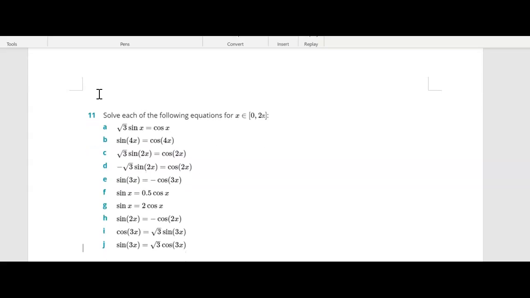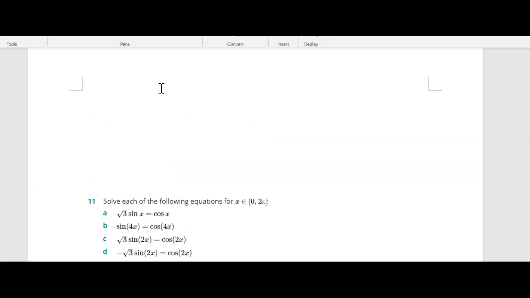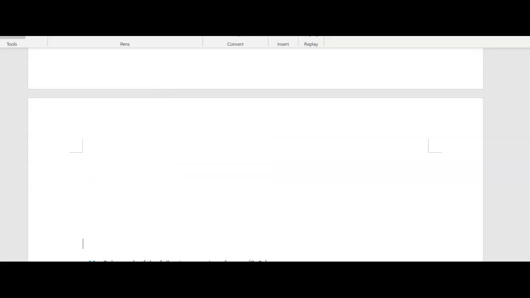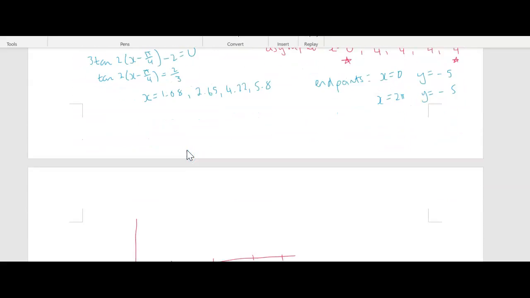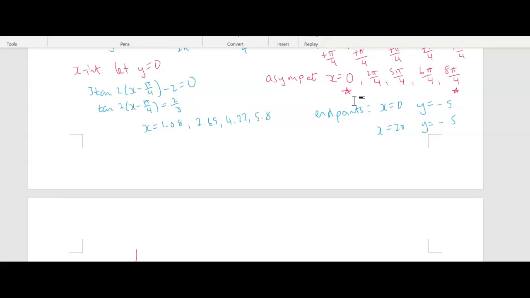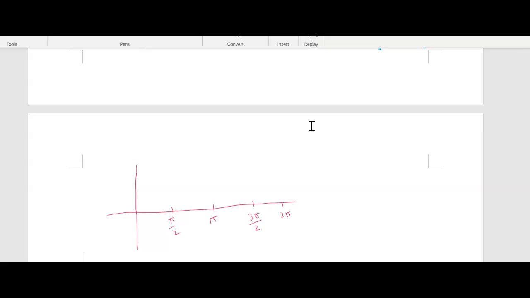So let's move that question 11 down. Okay, so drawing our axes first. Because our domain is from 0 to 2 pi, I'm just going to put them in. Pi on 2, 3 pi on 2. Now, if your asymptotes weren't any of them, which they are, we've got asymptotes at 2 pi on 4, which is at pi on 2.